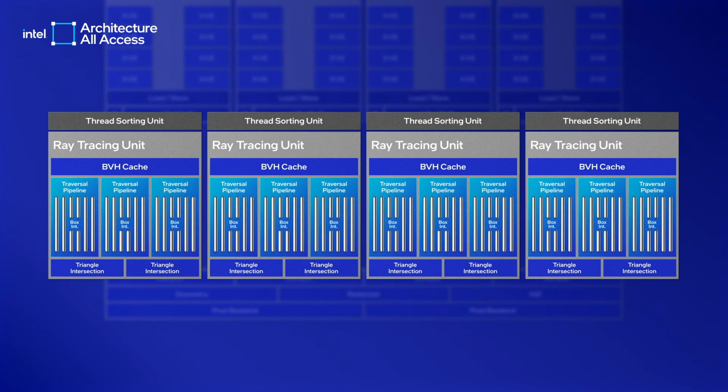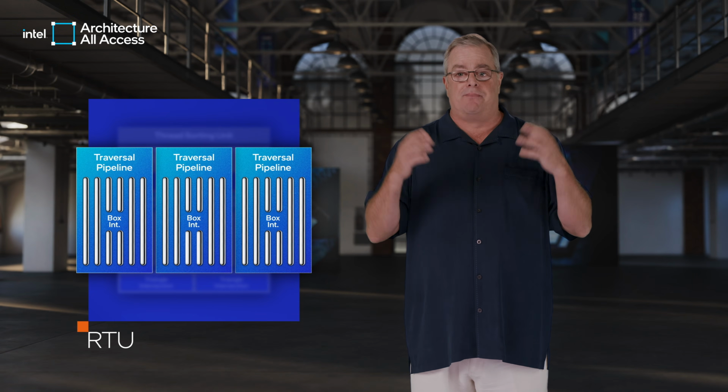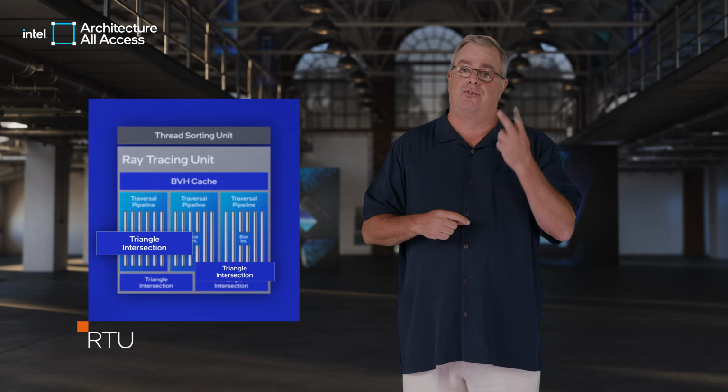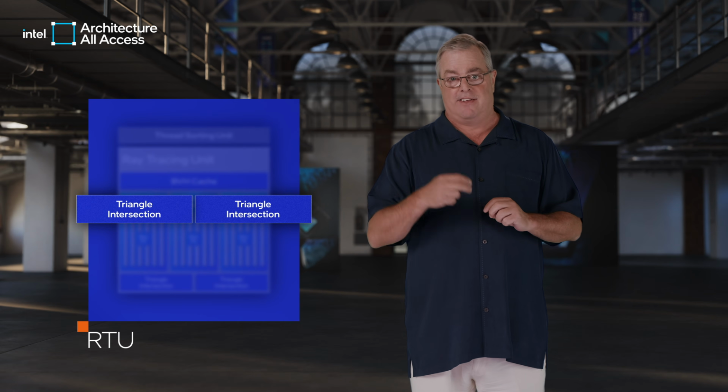For Xe2, we've also improved our ray tracing. We now have 3 traversal pipelines for up to 3x throughput. And we also do 2 ray triangle intersections per clock for up to 2x the throughput at the final leaf.